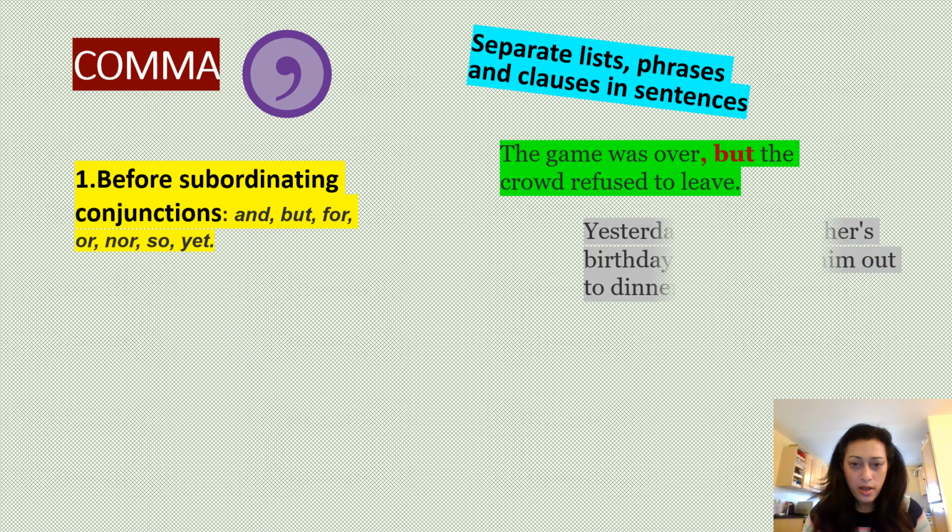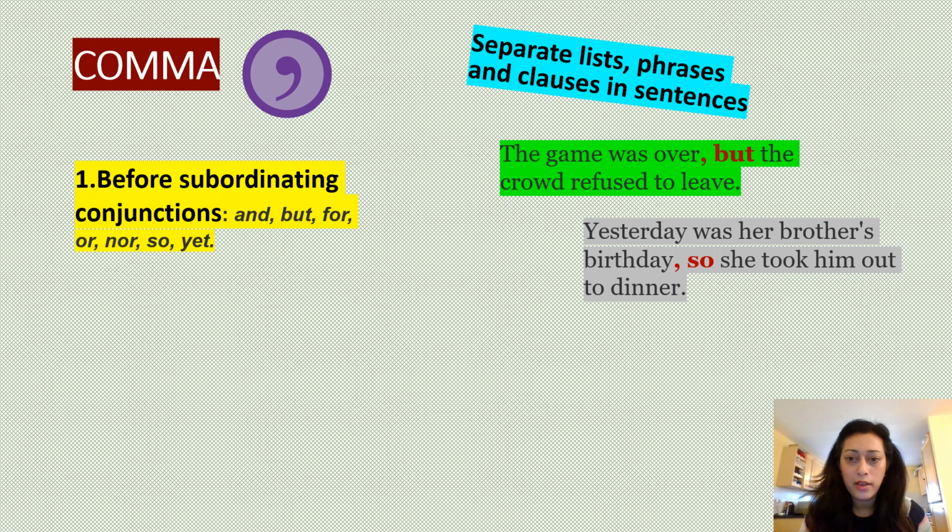So the first one is use a comma to separate independent clauses when they are joined by any of these seven coordinating conjunctions, which we already discussed in the conjunction video. FANBOYS. So here: for, and, nor, but, or, yet, so. Whenever you use it, always use a comma before the conjunction, like "The game was over, but the crowd refused to leave." "Yesterday was her brother's birthday, so she took him out to dinner."